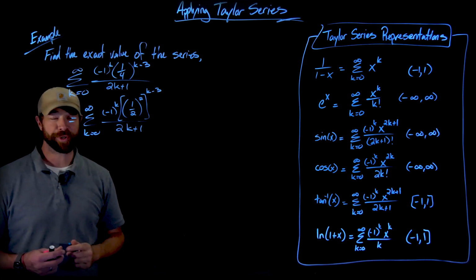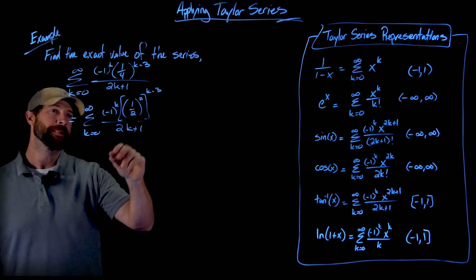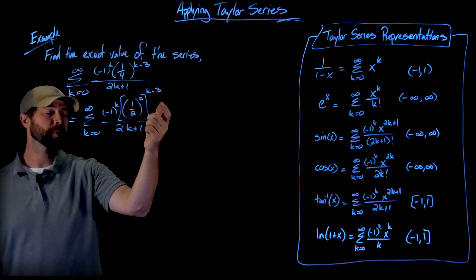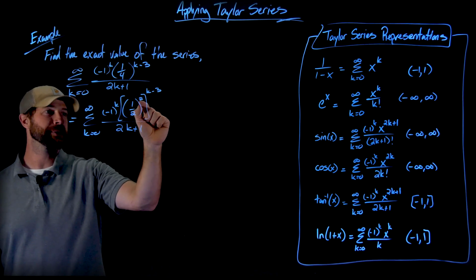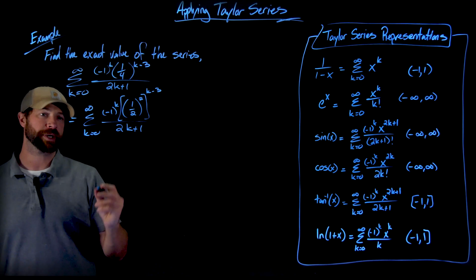And now this works really beautifully, and something to remember when attacking these. Since I rewrote the 1/4 as 1/2 squared, what I'm going to do now is use the property of exponents and apply this 2 to each of those terms up in that exponent right there.